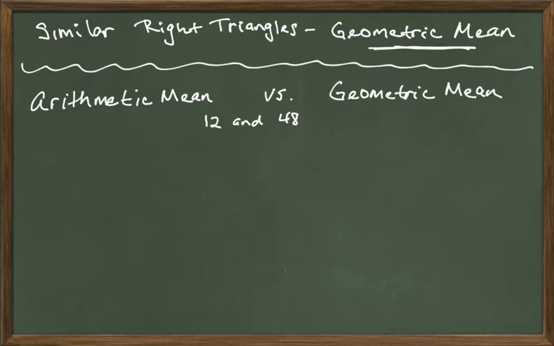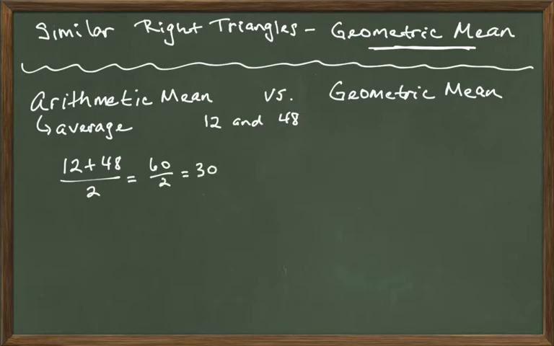Okay, so you've done arithmetic mean. That's just the average between two numbers. So when you find the average between 12 and 48, you add 12 plus 48 and divide it by how many numbers you're adding together, which is 2. That gives you 60 divided by 2, which is 30. So we're saying that 30 is the arithmetic mean between 12 and 48.